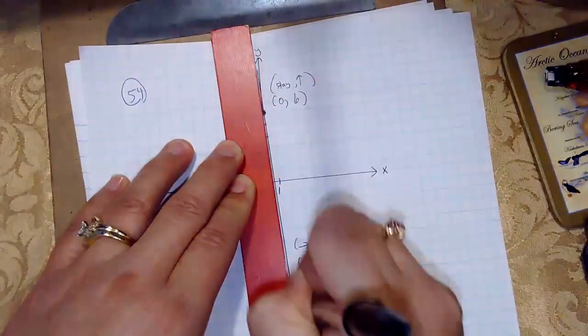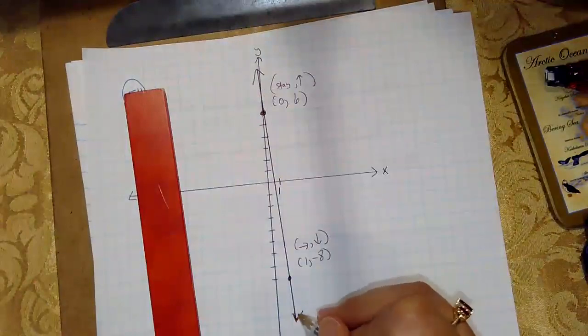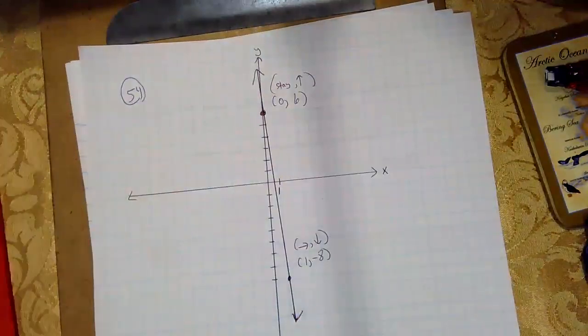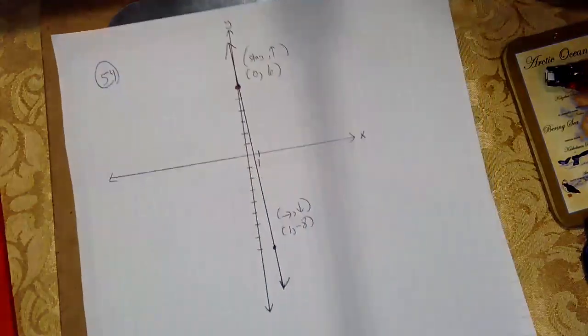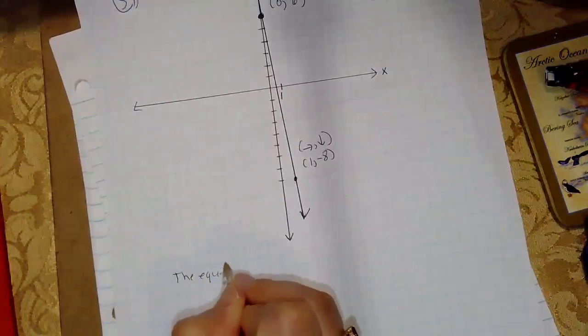Okay, and then this line falls, so it's a negative slope, okay? And they wanted to know the equation. Okay, so I think I'll do this on here instead of going back to the other paper.